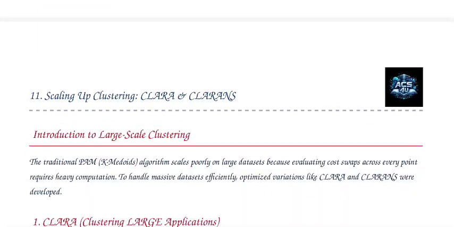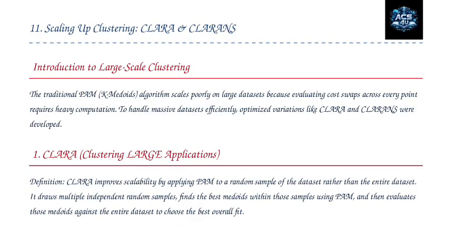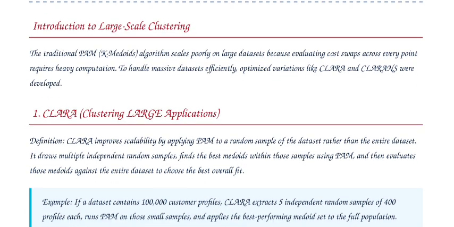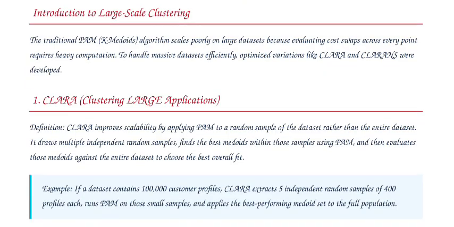Next, there comes scaling up clustering, CLARA and CLARANS. Introduction to large scale clustering. The traditional PAM, K-Medoids algorithm, scales poorly on large datasets because evaluating cost swaps across every point requires heavy computation. To handle massive datasets efficiently, optimized variations like CLARA and CLARANS were developed. CLARA stands for Clustering Large Applications. CLARA improves scalability by applying PAM to a random sample of the dataset rather than the entire dataset.